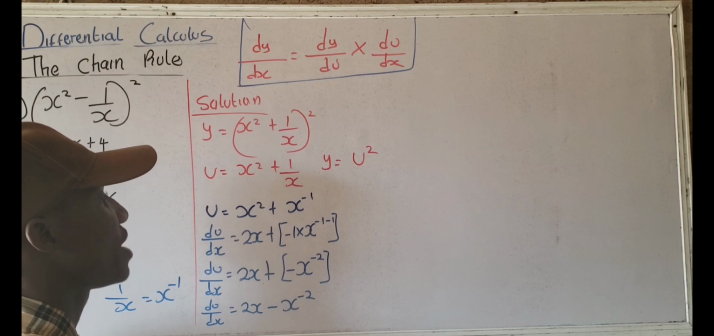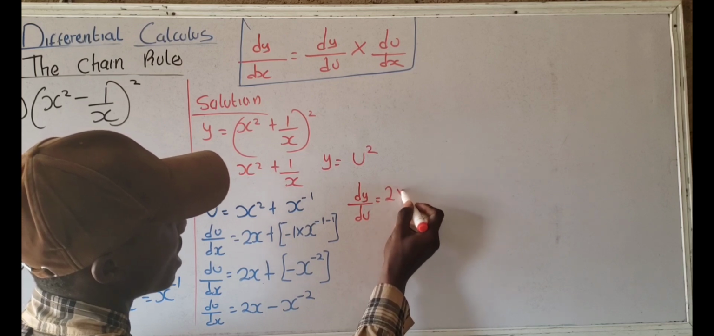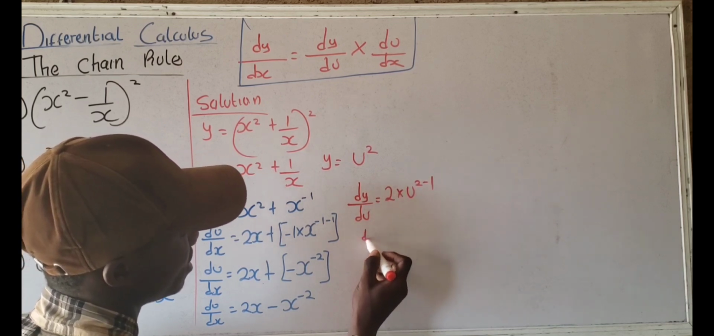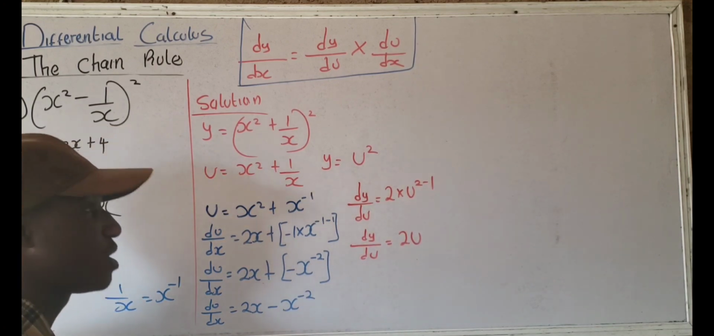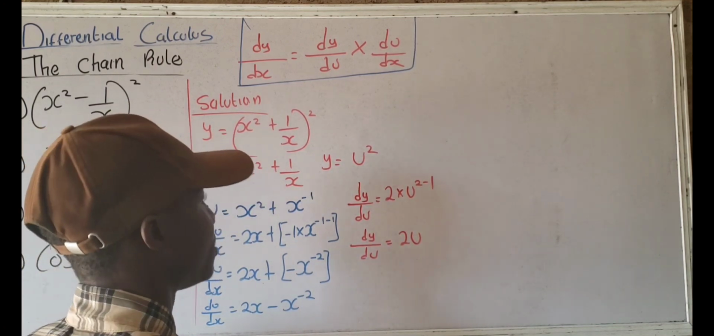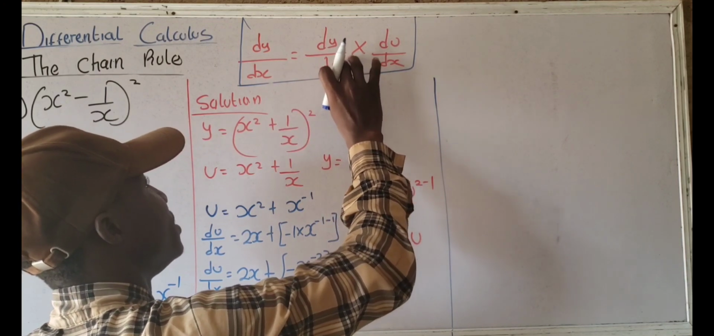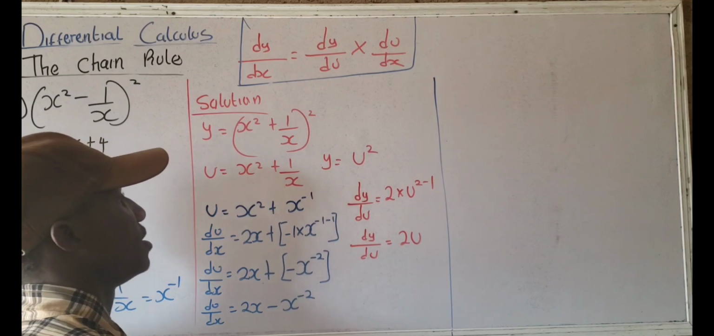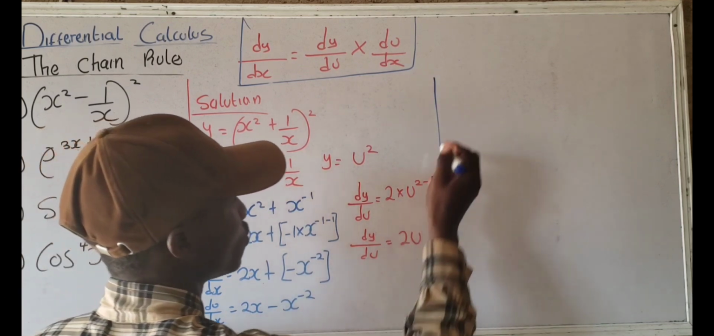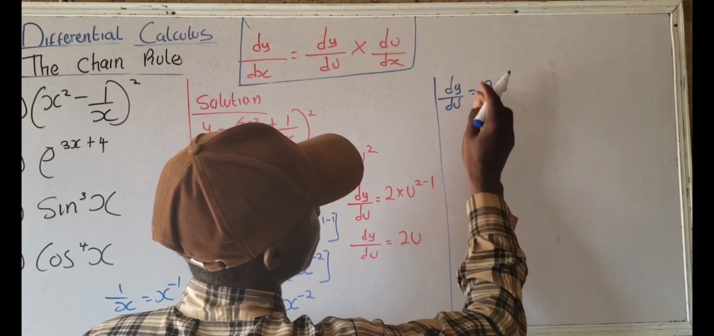Let us differentiate y equals u raised to the power of 2. dy over du will be equal to 2 times u raised to the power of 2 minus 1. dy over du is equal to 2u. Okay? Now, according to the chain rule formula, the chain rule formula is given by this: dy over dx is equal to dy over du multiplied by du over dx. See, dy over du is what? 2u.